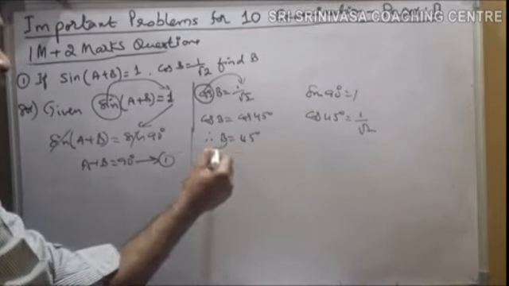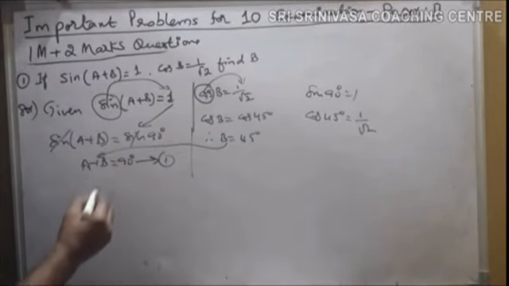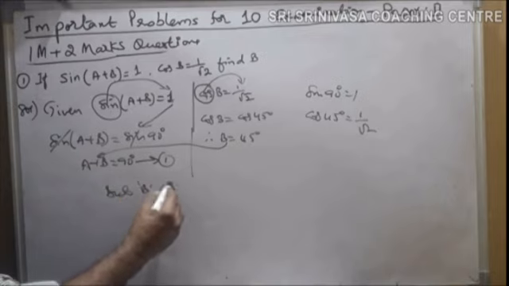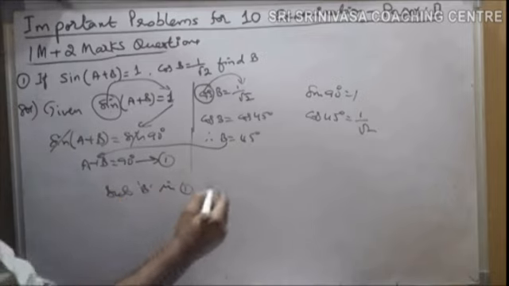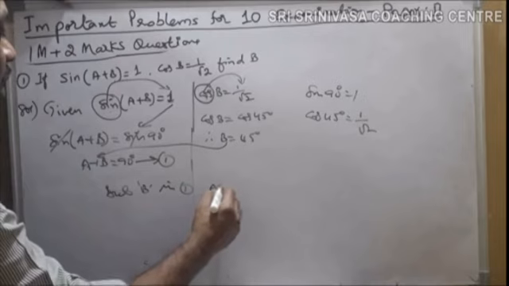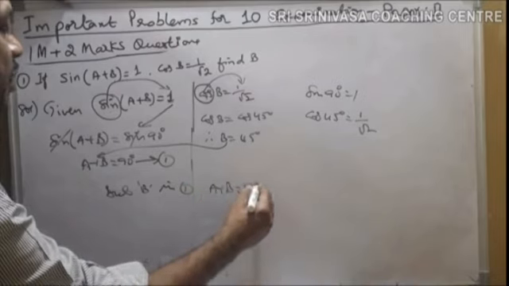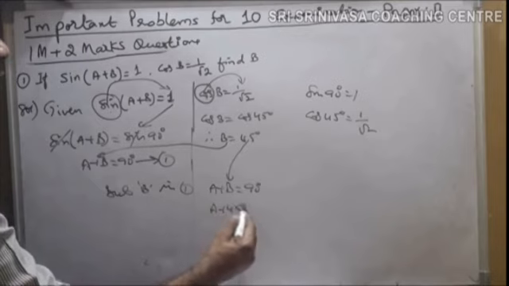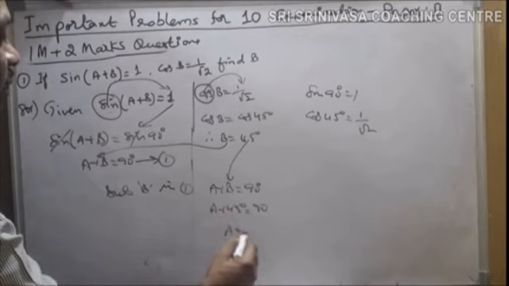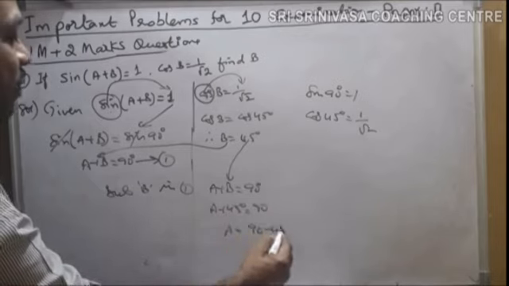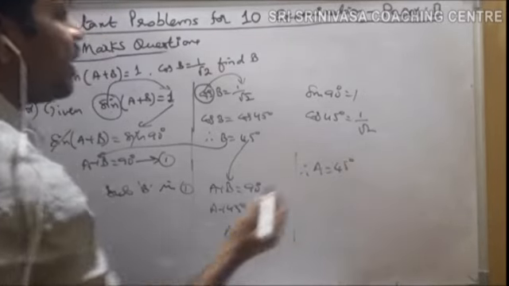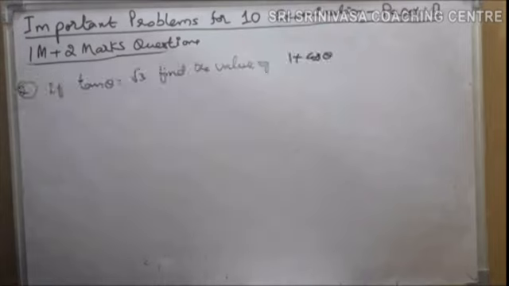Now let me put the b value in the equation 1. Substitute b in equation 1. My equation 1 says a plus b equal to 90 degrees. Now b value is 45. So a plus 45 equal to 90. So a equal to 90 minus 45. Therefore I can say a equal to 45 degrees. Let us go for next question.